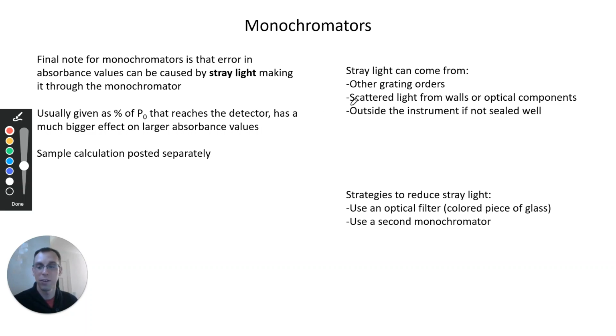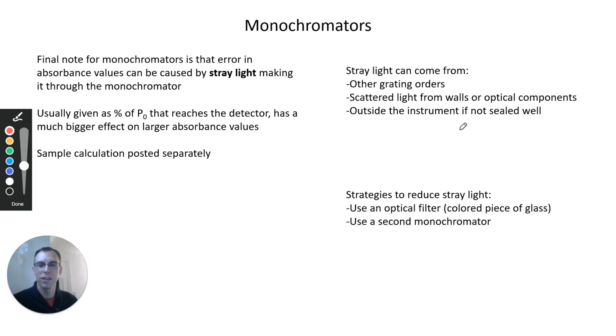Depending on the design of your spectrometer or whether there's dust on things, you can also get scattered light from walls or optical components that can make it through the monochromator by accident. Or it can even come from outside the instrument if you don't have your instrument sealed well. This is why whenever you use the spectrophotometer, you've probably already seen, we always seal everything up. We have a door that we open and close. We want as little light coming from the outside world as possible inside of our spectrophotometer because of this issue of stray light.